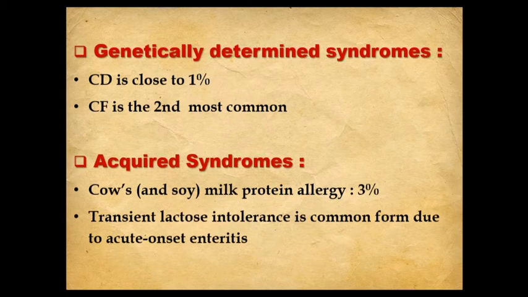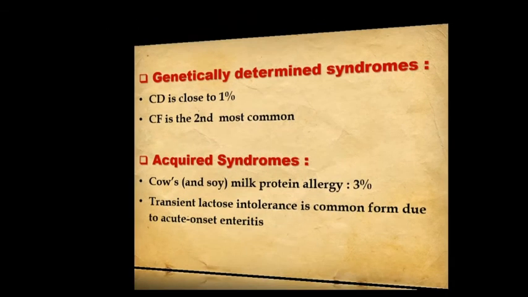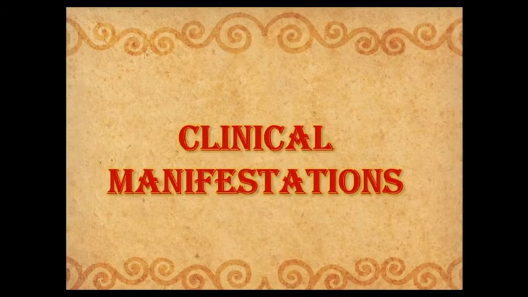In acquired syndromes, cow and soy milk protein allergy constitutes about 3% of the malabsorption syndromes. A transient lactose intolerance is common due to acute onset enteritis or diarrhea. If you remember from the last lecture, like what happened in acute diarrhea, especially due to rotavirus, there will be a transient lactose intolerance due to deficiency of the lactase enzyme found in the brush border, then it will repair after time.